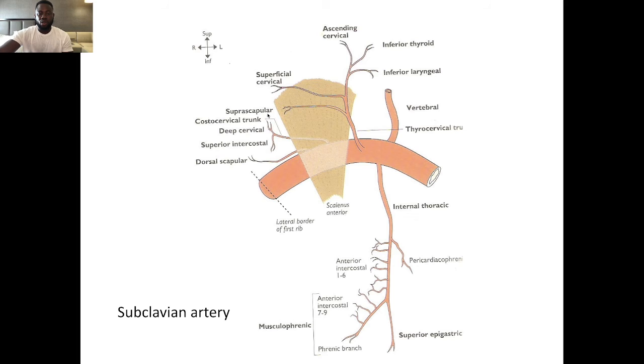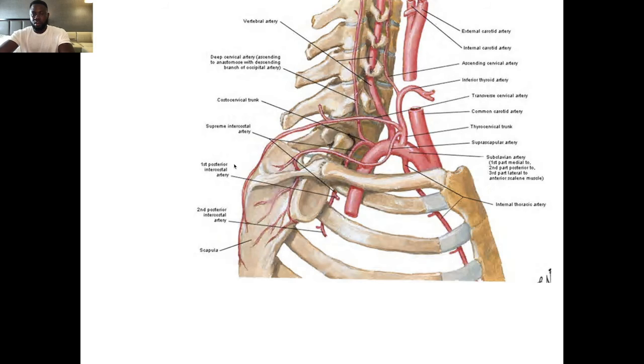And here also, this thyrocervical trunk also gives us the suprascapular. And then we'll talk about this suprascapular when we do the rotator cuff muscles. And also we have the superficial cervical here. Another branch of the subclavian will be the superior intercostal, and then the dorsal scapular branches. So we'll see the dorsal scapula also when we come to the rotator cuff muscles.